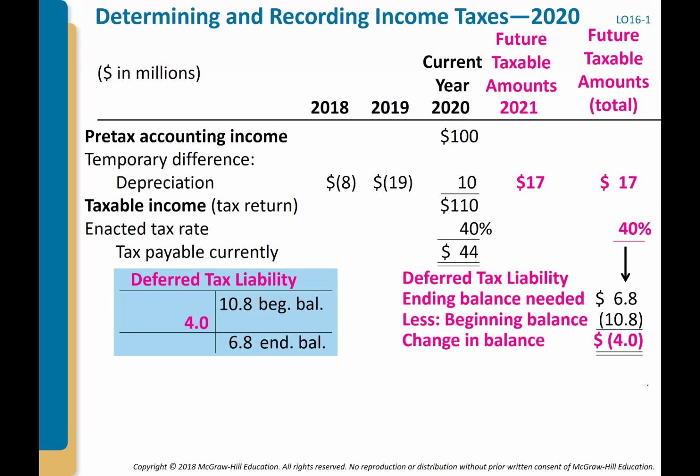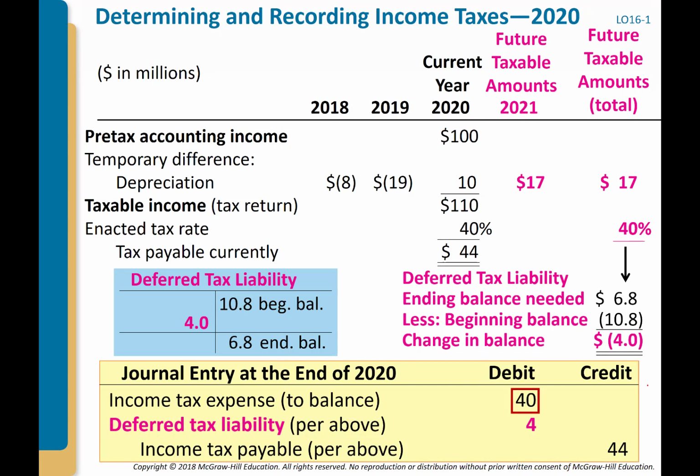So what happens? Sure enough, it comes down to 6.8, and so we're going to have to debit the deferred tax liability for 40 now. And again, our tax payable will be 44, and then we'll plug the tax expense, which we know is going to be 40 again, but let's just go ahead and see how that looks. We debit the deferred tax liability. Income tax payable is 44. That's the check we're going to send to the IRS. And the tax expense is 40.